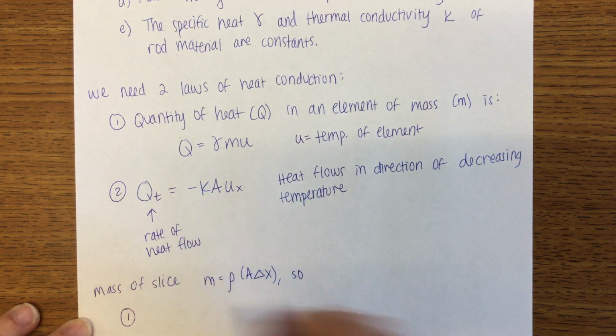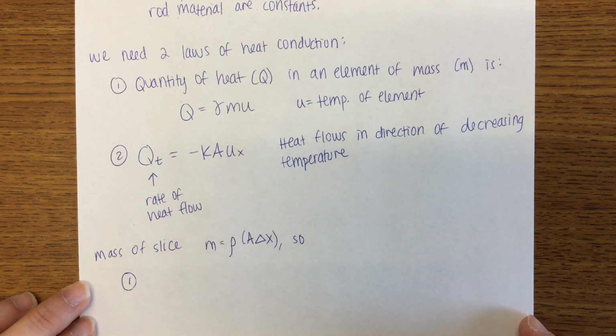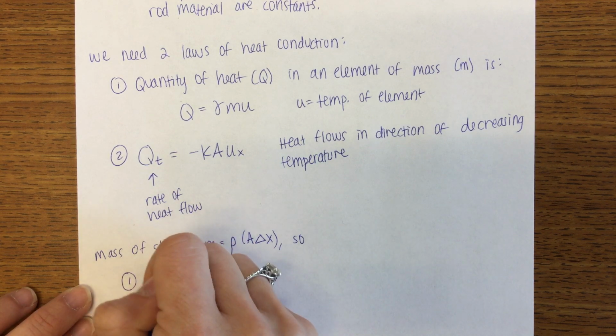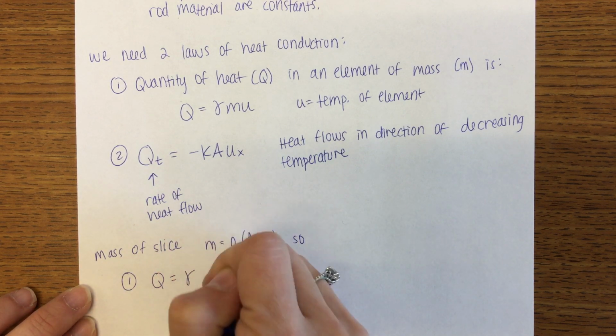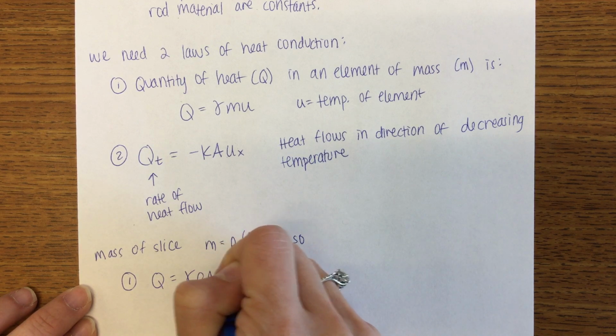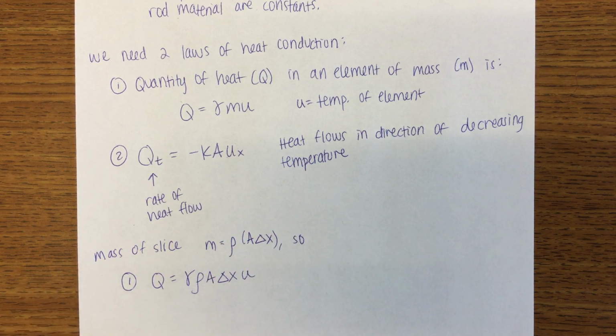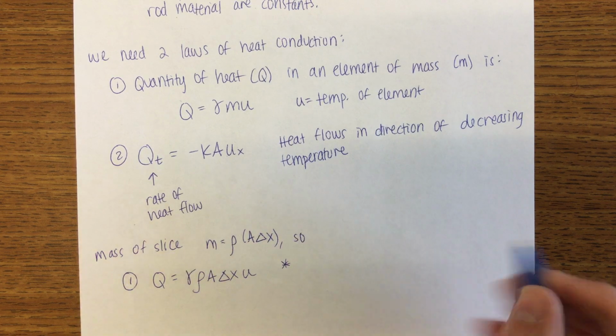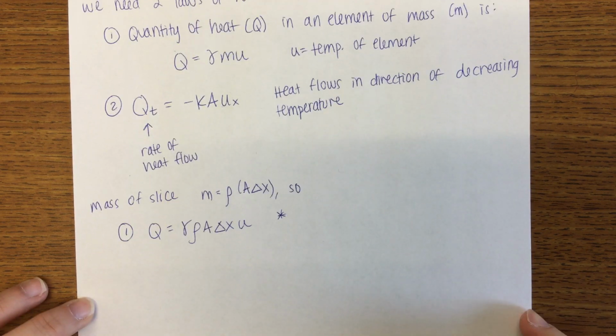So then, equation 1 above is going to give us Q equals gamma. M in this case is going to be rho A delta x times u. Star that because we're going to need it later.